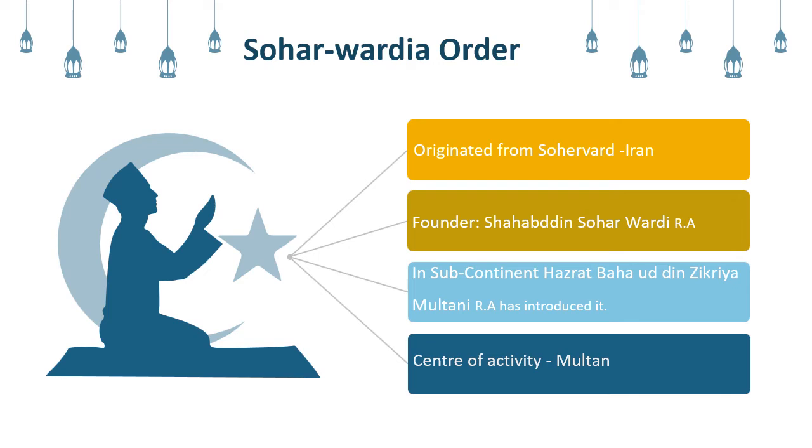Sohrawardia Order. Sohrawardia Order is the Sufi order that originated in Sohraward in today's Iran. Shahabuddin Sohrawardi Rahmatullah Alayh was the founder of this order. In subcontinent, this silsila was introduced by Hazrat Bahauddin Zikriya Multani Rahmatullah Alayh. He made Multan the center of his activity.